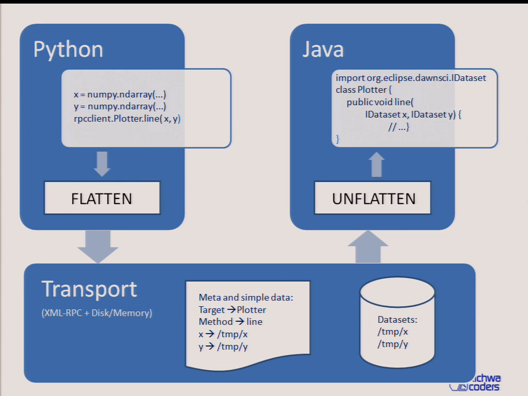Anything else worth saying about that? I think this was the general architecture: on the Python side, you'd have numpy ndarrays, and that would get flattened, sent across transport, which is a mixture of XML-RPC and disk and memory, and then received on the Java side in what we call unflattening.